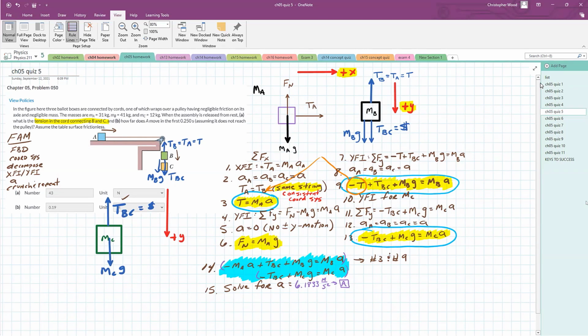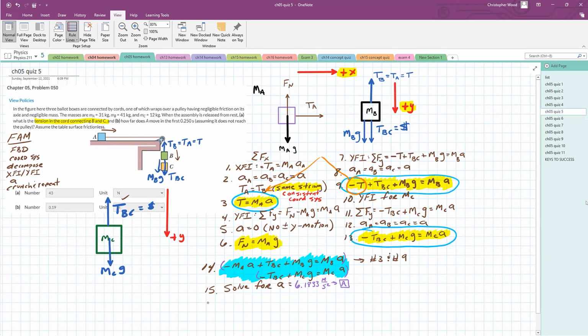I'm going to deal with those two simultaneous equations in step 14, and you can see how you can just add them together. All right, so this will be MB is 41 plus MC is 12 times 9.8 divided by... okay, I'm getting the same number twice. So that's a good sign.